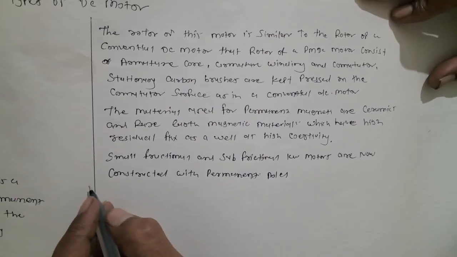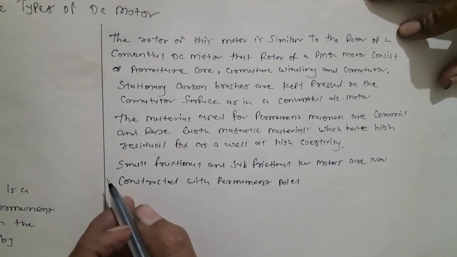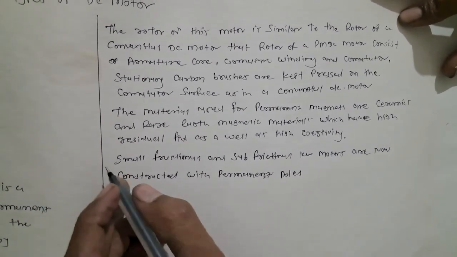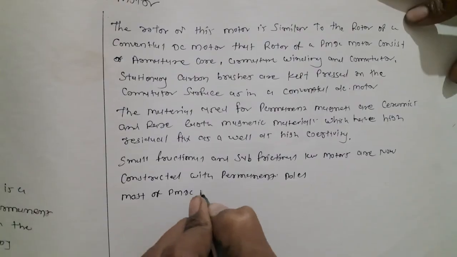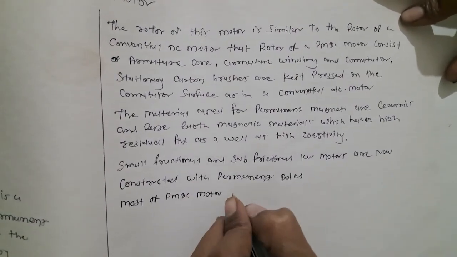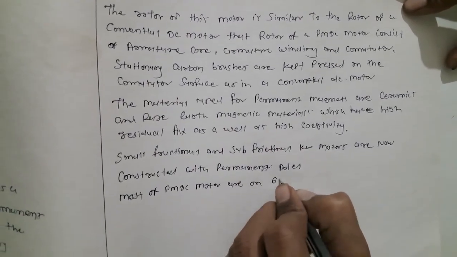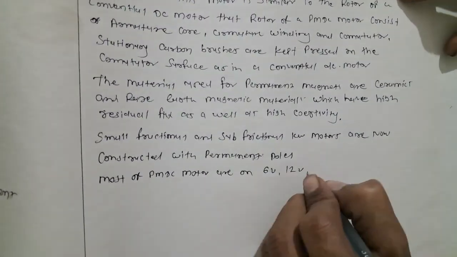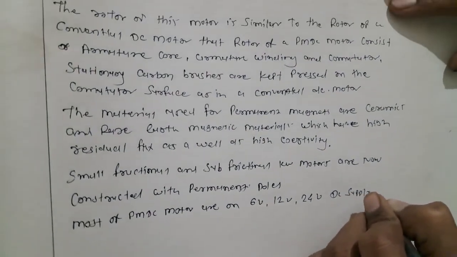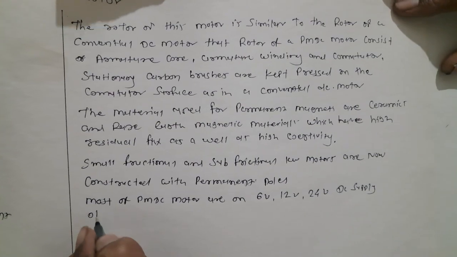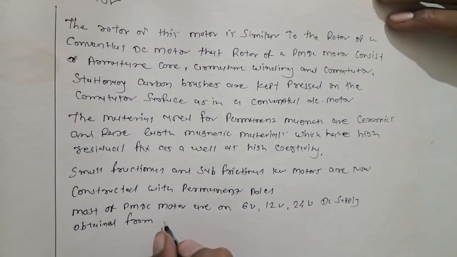Most PMDC motors operate on 6 volt, 12 volt and 24 volt DC supply obtained from batteries or rectifiers.